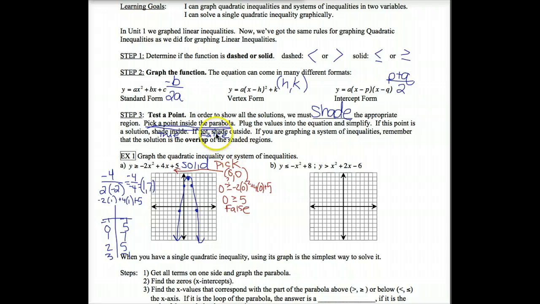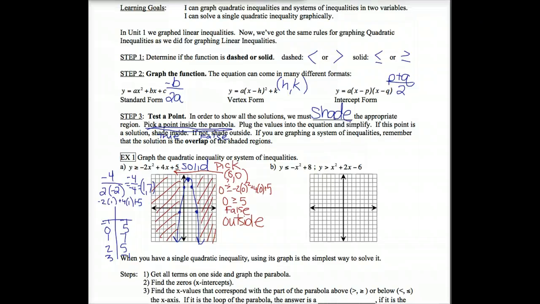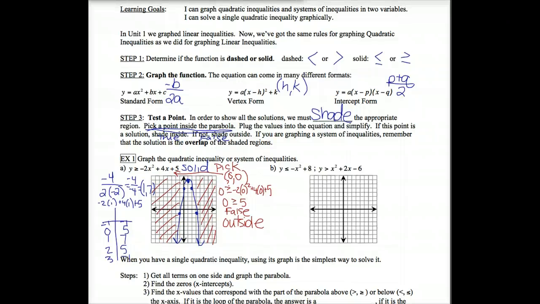So when you have a false statement for the point you picked inside, that means we are going to shade outside. So our shading then for this inequality should be out here. All right, so hopefully that doesn't seem too rough. I'm just kind of adding one step with the shading as well as just the solid or dashed.